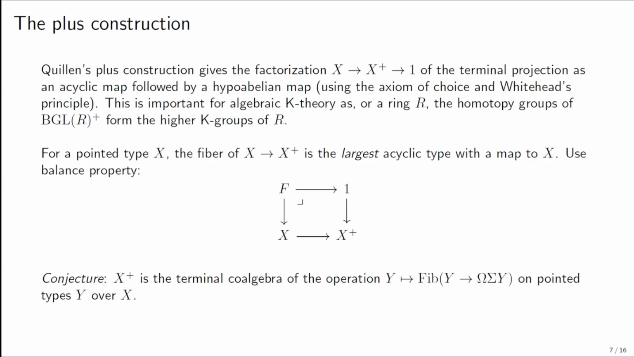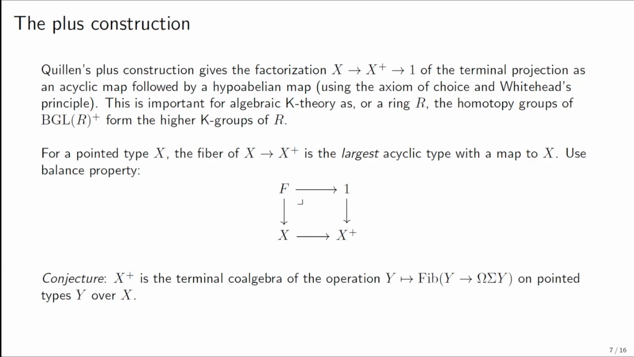So the point is, if we have a pointed type X, and we want this plus construction, the fiber is going to be an acyclic type because the acyclic maps are stable under both pullback and pushout. So if you take this pullback, then F will be an acyclic type. And because of the balance property, it'll be the largest acyclic type that maps to X. So this is a coinductive flavor of a construction.